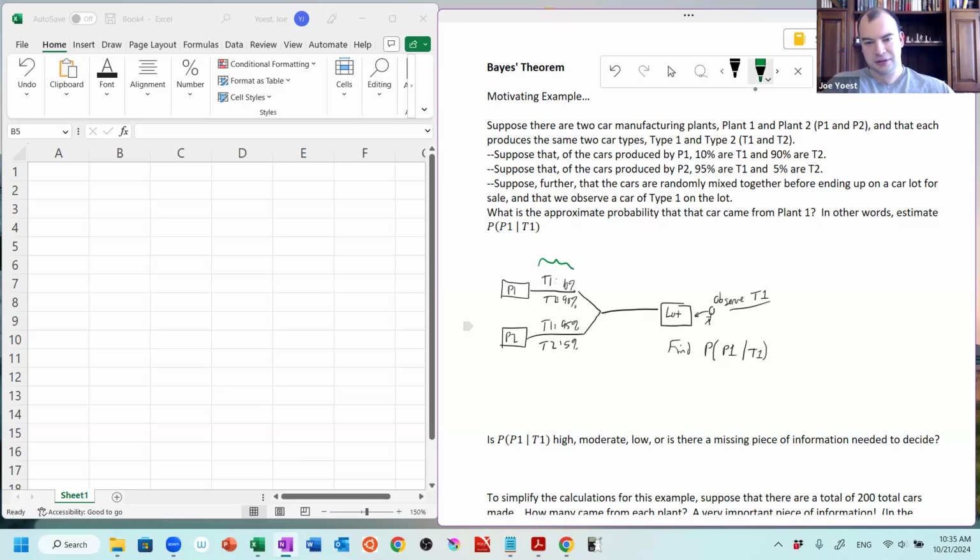And so, in fact, maybe we have 90% of all cars that are produced come from plant one. It's just a much bigger plant. It puts out a lot more cars. And only 10% of all cars come from plant two. Smaller plant doesn't put out as many cars.